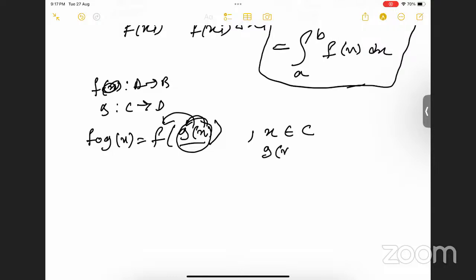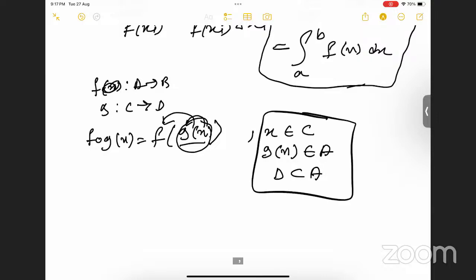So the second condition is G of x belongs to the domain of F. That means D should be a subset of A. This was the condition. Now you can define your domain with this condition.